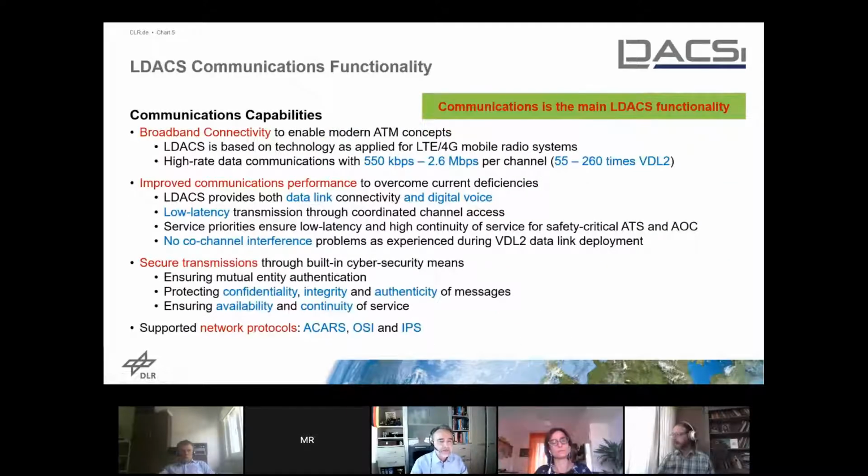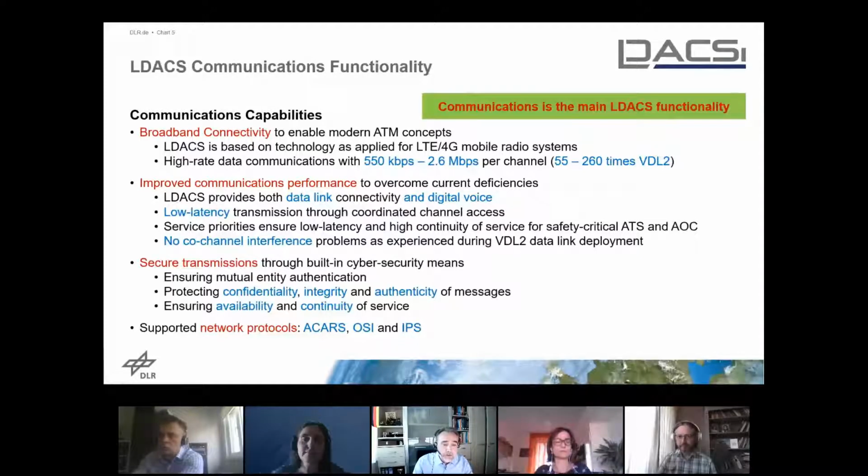Now let's come to the functionalities. So let's start with the communication functionality. Of course, communications is the main LDACS functionality. LDACS has been designed for communication. With that, we can achieve the following communication capabilities. LDACS makes available broadband connectivity, which is very important to enable modern ATM concepts. This is possible because we are basing our design on modern mobile radio technology. And with that, we can achieve these high data rates, which are 50 to 250 times VDL Mode 2 capacity.